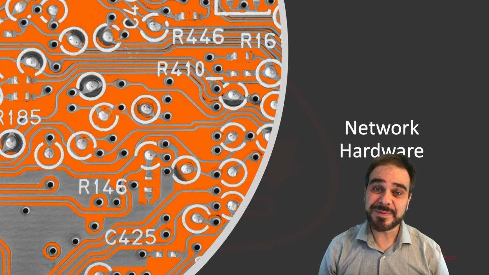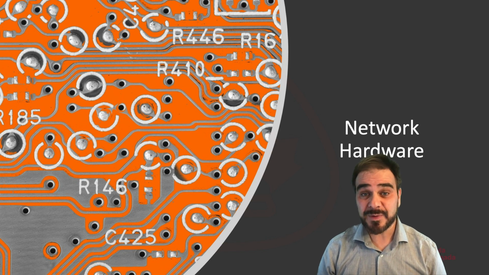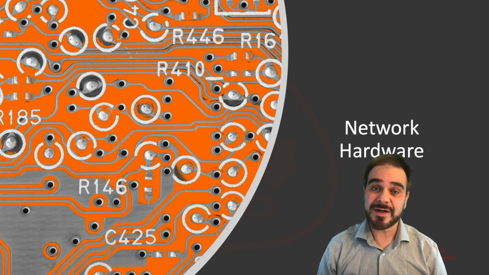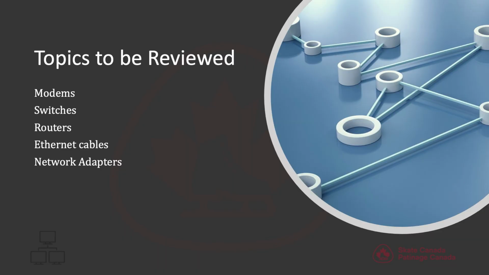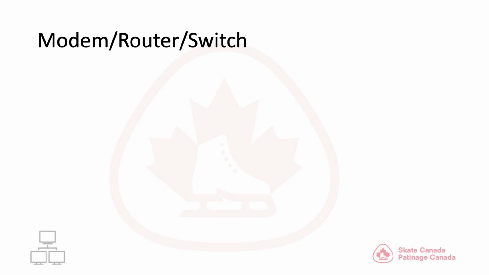In this module, we'll be talking about the computer network hardware needed to set up a competition scoring system. So more specifically, we'll be talking about modems, switches, routers, Ethernet cables, and network adapters. Let's start by comparing modems, switches, and routers. Knowing the difference between these devices can be challenging because they might look similar. That is, they might all look like boxes with Ethernet ports.